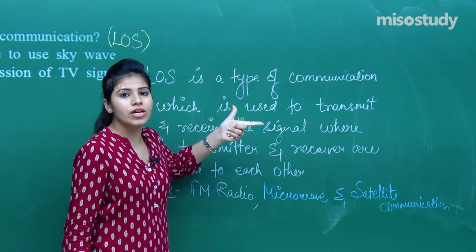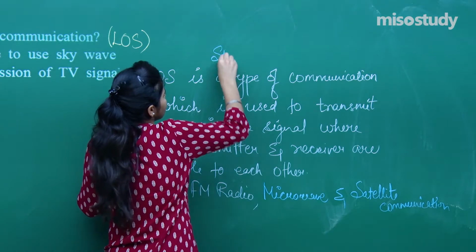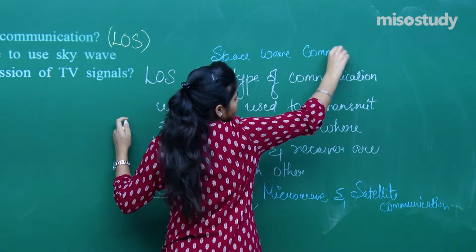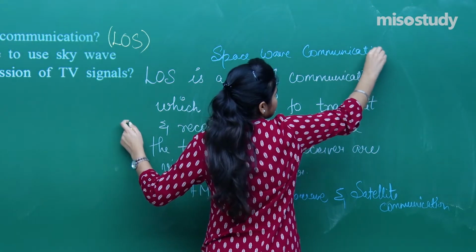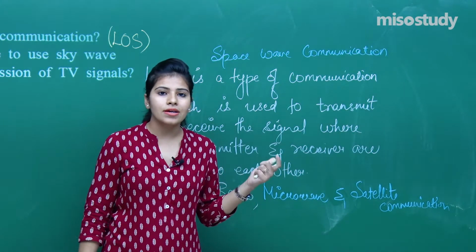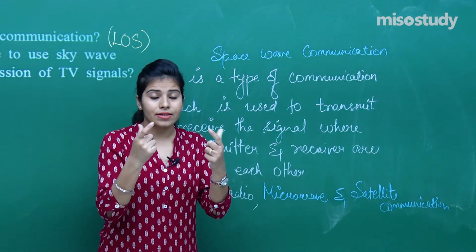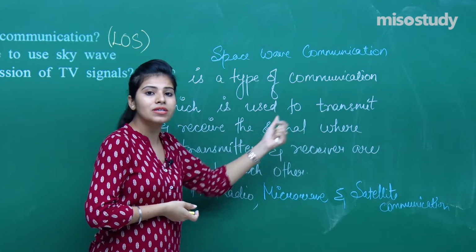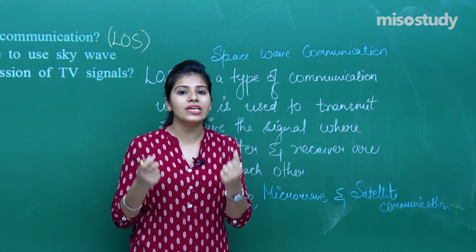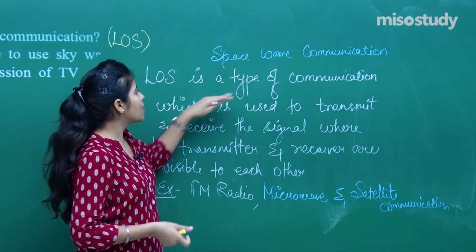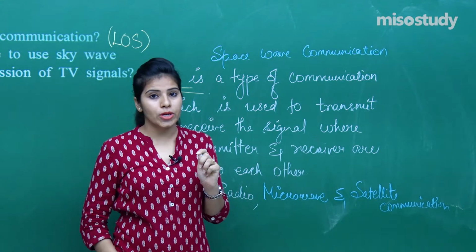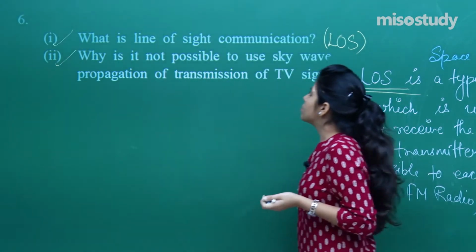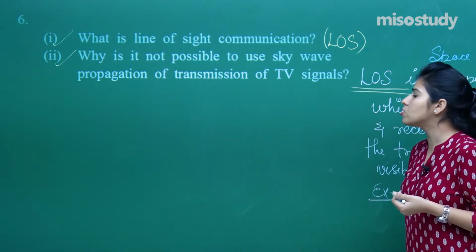So line of sight communication is also called as the space wave communication. Line of sight, sight means where you can see the things. So this is that when transmitter and receiver they are able to see each other, they are visible to each other. That is why this is called as the line of sight communication.